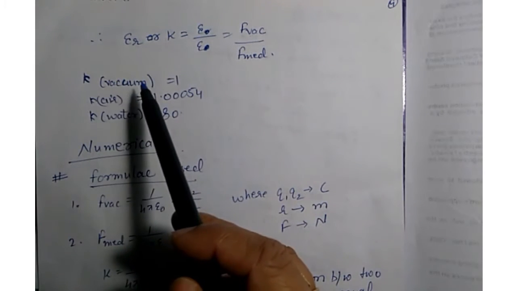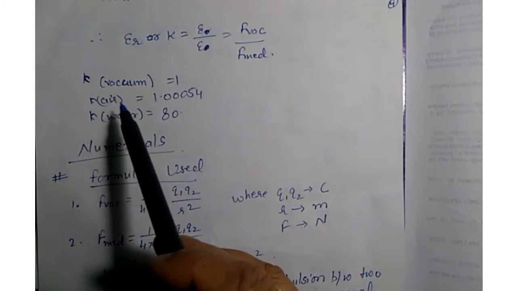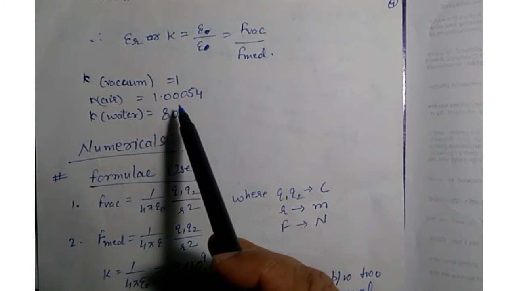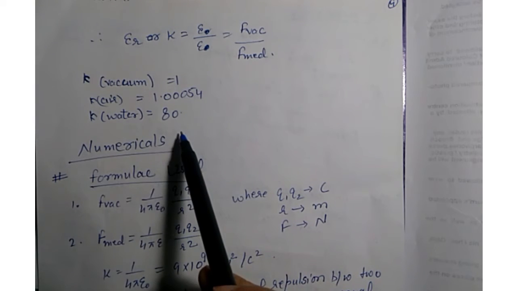The value of relative permittivity in vacuum is 1. In air it is 1.00054. In water it is 80.